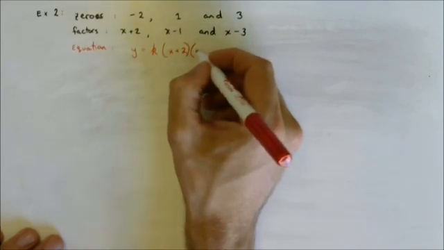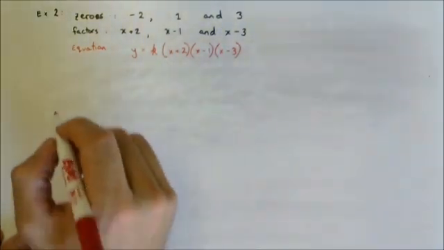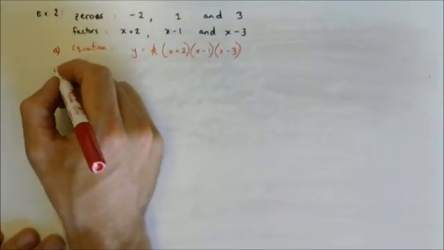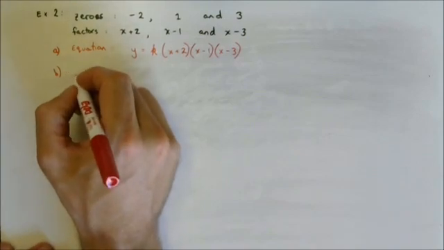Our factors are x + 2, x - 1, x - 3. That's an equation for the family of polynomial functions with zeros at -2, 1, and 3. Then write equations for 2 functions that belong to this family. Go ahead and write 2 of your own.